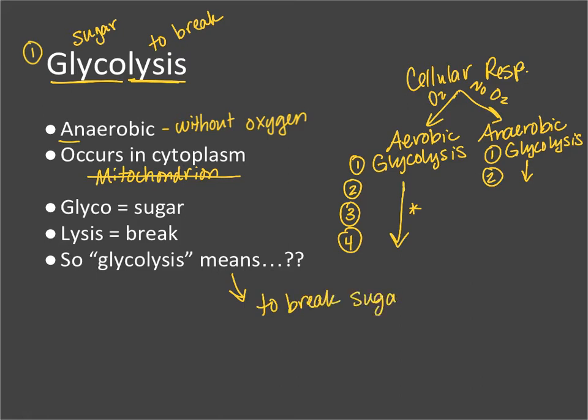And that's exactly what happens during this chemical reaction. We're going to start by looking at our glucose, which is our C6H12O6, which is a sugar. And we are going to break that sugar down into something else to get these reactions started.